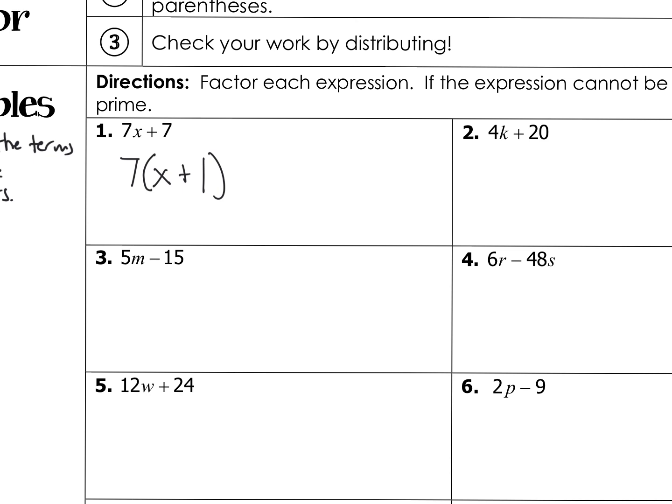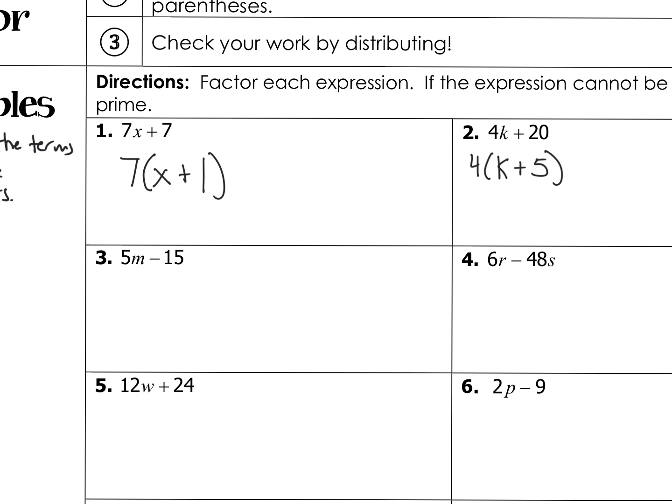All right, let's look at our next one. So we have 4k plus 20. Since both terms don't have a k, what's something that 4 and 20 can both be divided by? In this case, it would be 4. And then we're left with k plus 5.